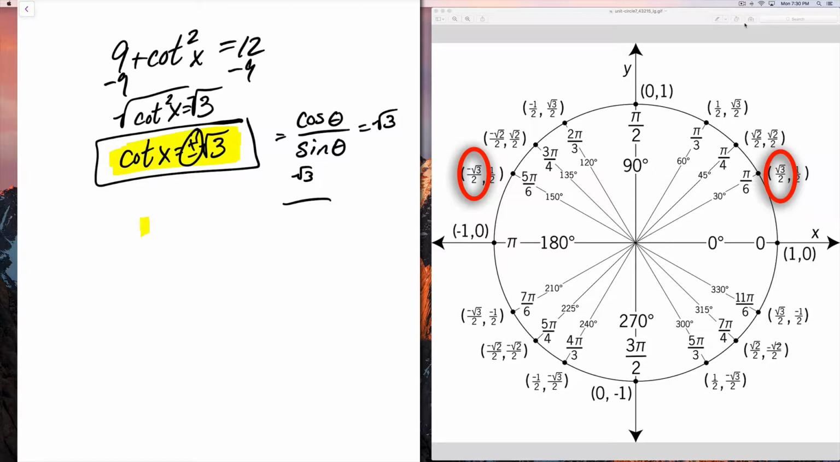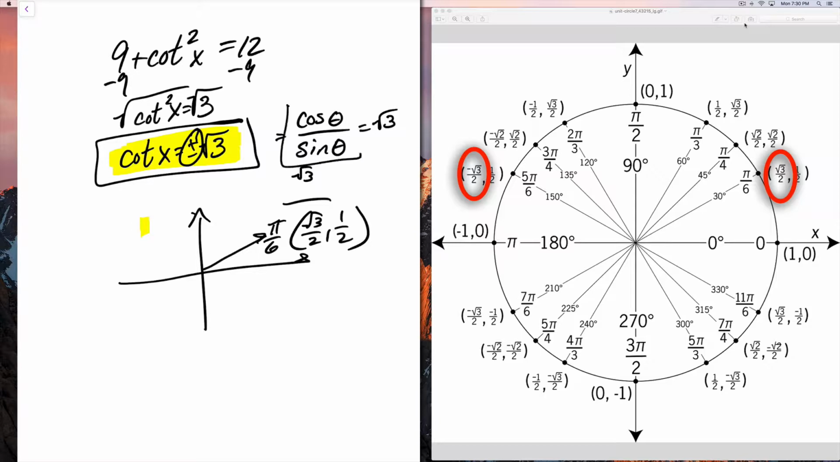square root of 3. And I see that where my cosine is square root of 3 over 2, that is pi over 6. So here, let me write that out, it'd be easier. Pi over 6 gives me square root of 3 over 2, and then my y is 1 over 2. And I can already tell this is going to work out because the 2's are going to cancel each other out.